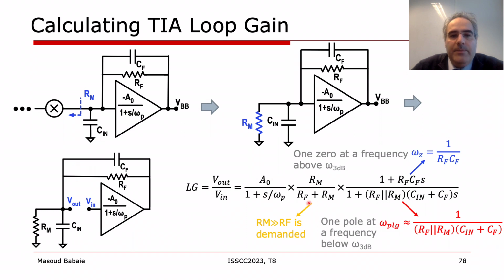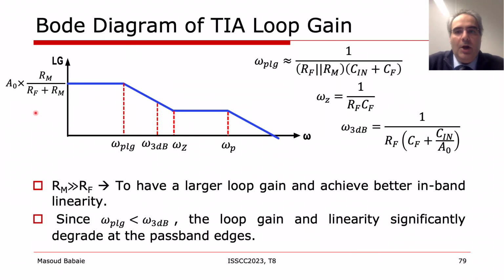Of course, the loop gain is a function of the op-amp DC gain and Rf and Rm values. However, interestingly, the loop gain transfer function has one zero at 1 over RfCf and two poles, one related to the op-amp 3 dB bandwidth and the other related to Cin plus Cf times the parallel combination of Rf and Rm. To get more insight, this plot shows the Bode diagram of the loop gain.